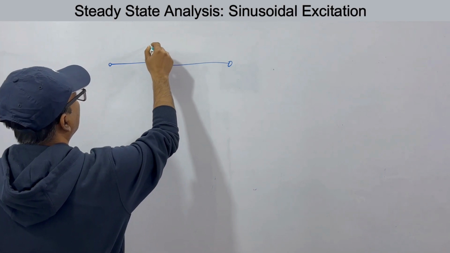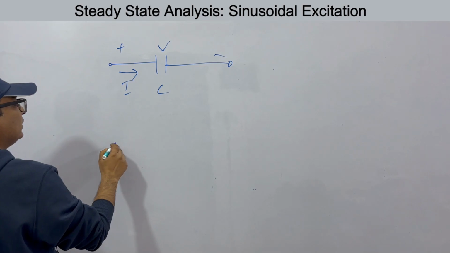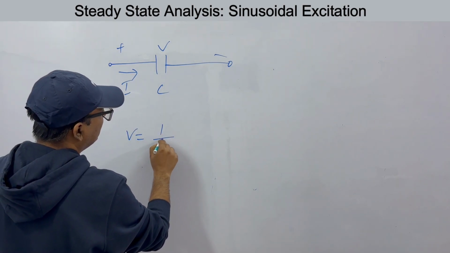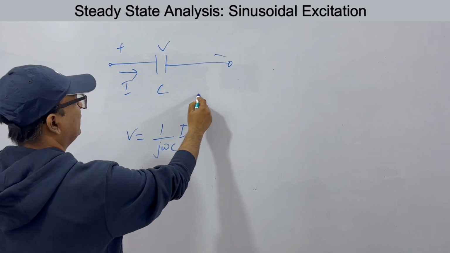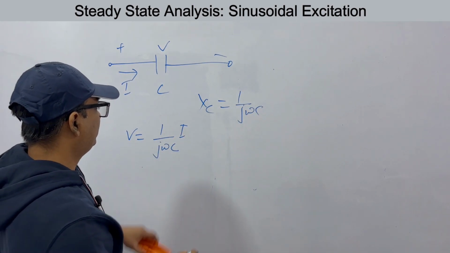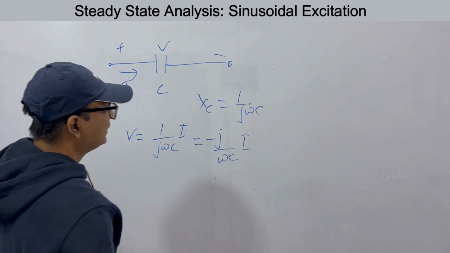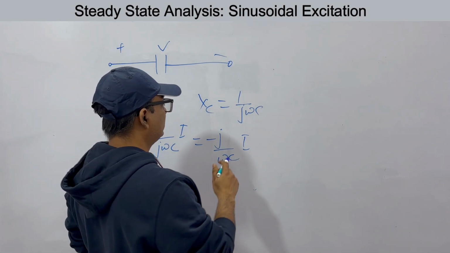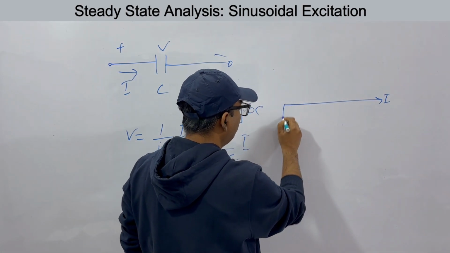This is C. Let's say this is V and this is your current I. You know very well what this is. V is equal to 1 by j omega C into I. This is the capacitance, XC, reactance is 1 by j omega C, or if you take j in the numerator, this will be minus j by omega C into I. Now this is just the reverse of what we saw in the inductor. Here, if you have current, voltage will lag by 90 degrees. That is, if this is I, your V will be like this.